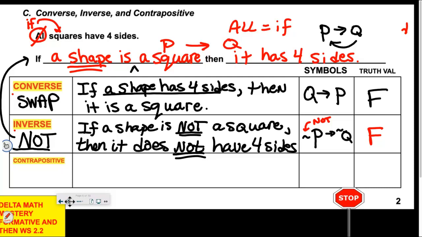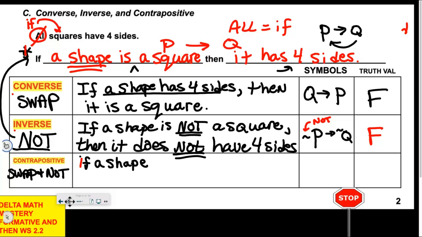Now, the contrapositive does both those things. I call it the swapper nodder. So we swap, which means we reverse the if and the then, and we not. And again, you always go back to that original. So you put a big old star up here. I am going to swap them, so I'm going to talk about the four sides first. And I'm also going to negate to put the word not. You can see why we're not doing a lot of examples of this. You're going to practice in Delta Math, so you don't have to write a ton to get the concept down.